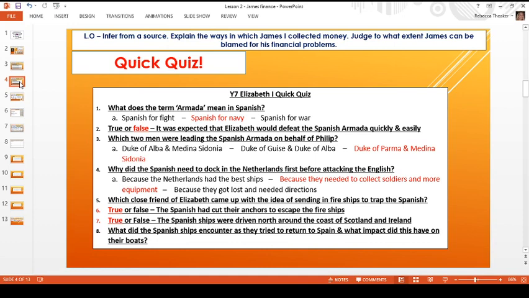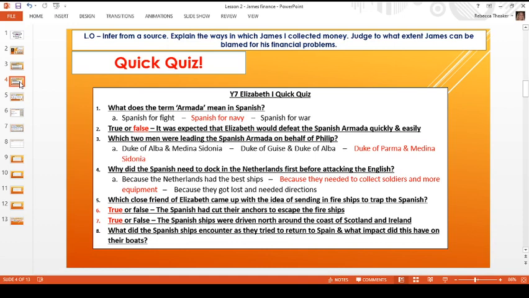So actually it was thought that Elizabeth would really struggle and would potentially be defeated by King Philip and the Armada. 3, which 2 men led the Armada on behalf of Philip? That was quite a tricky one. That was C, the Duke of Parma and Medina Sidonia. 4, why did the Spanish dock in the Netherlands first? That was B, because they needed to collect soldiers and more equipment. 5, which friend came up with the idea of sending in the fire ships? That was Sir Francis Drake.